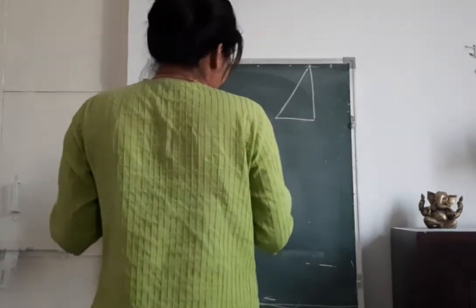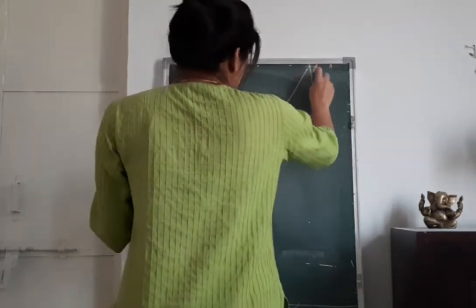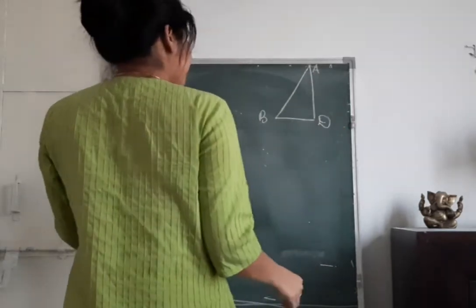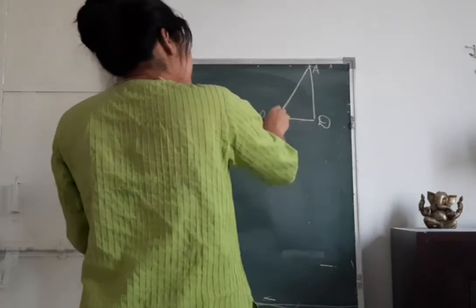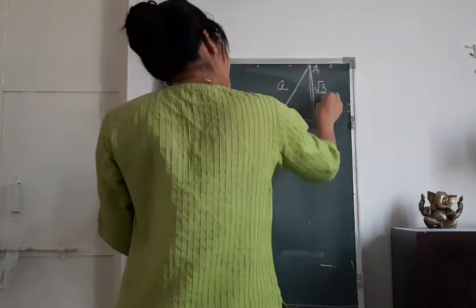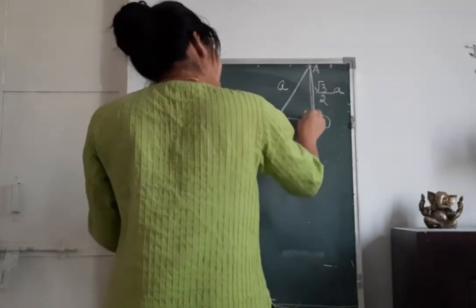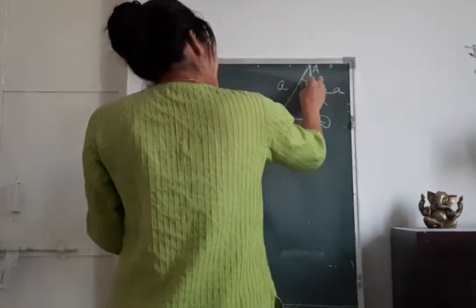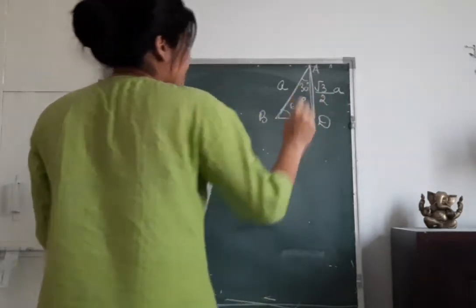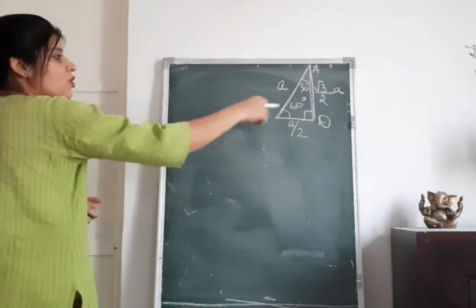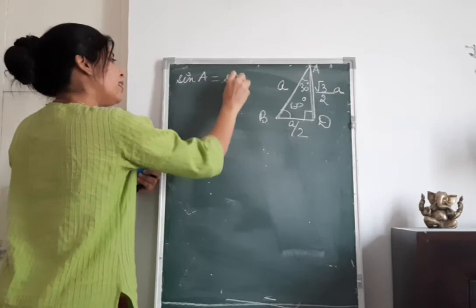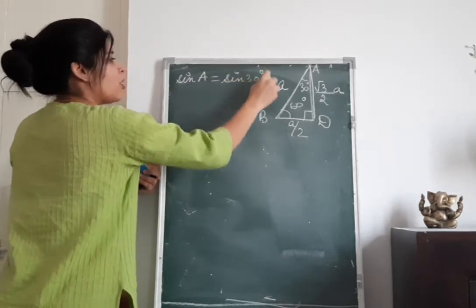This is triangle ABD. This was A, this is B, and this was D, right? This is A, this is root 3 by 2A, this is 90 degree, this is 30 degree, and this is 60 degree, and BD is equal to A by 2. Let us try to find out sine A or sine 30 degree for this triangle.